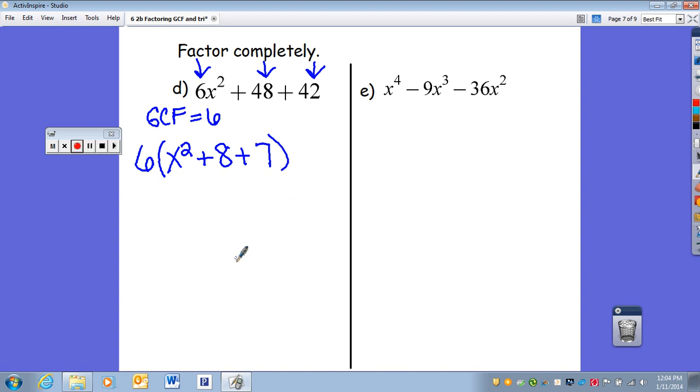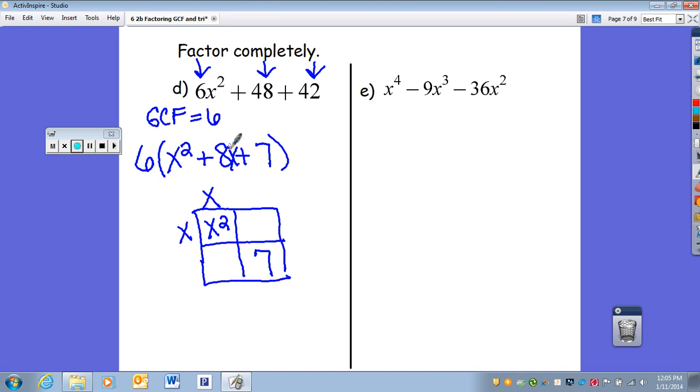Now what we would like to do is we need to factor completely. So now that we've taken out the greatest common factor, we still need to factor this trinomial. So let's do this with the box method. Our first box will be x squared, our first term, and we multiply x times x to get x squared. Then we fill in our last box, which is 7, and we ask ourselves, what can we multiply together that gives us 7, but when we add the two together, it'll give us 8x.